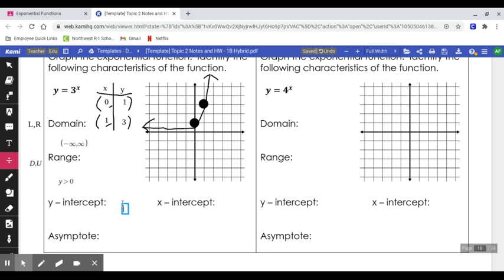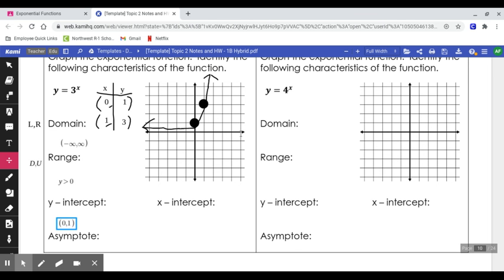The y-intercept, we have talked about the y-intercept in the past. It's wherever it crosses your y-axis, and it crosses right here at 0, 1. So your y-intercept, parentheses, 0, 1. It's a point, and it's always a point, okay, wherever it crosses the y-axis.